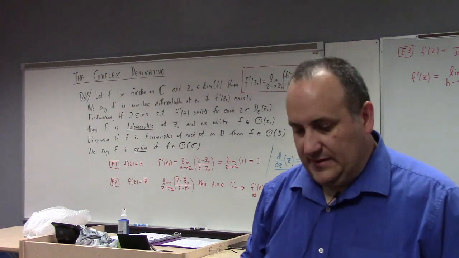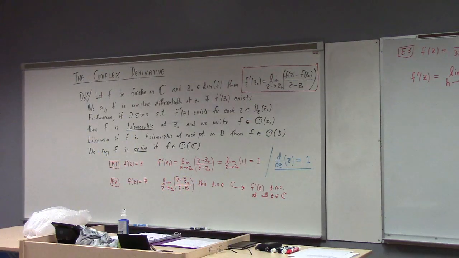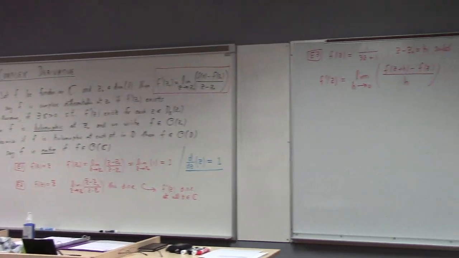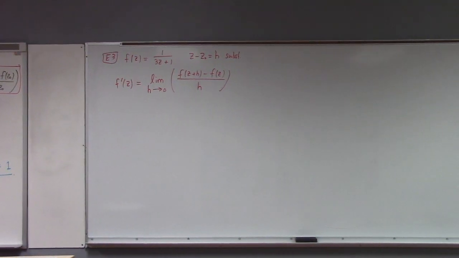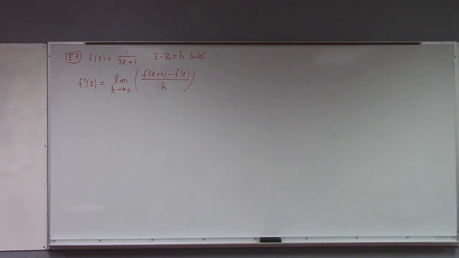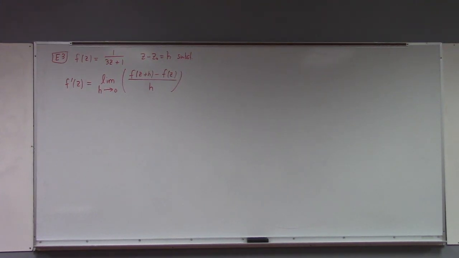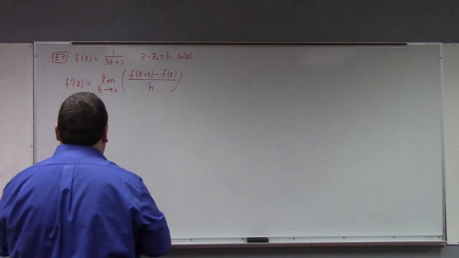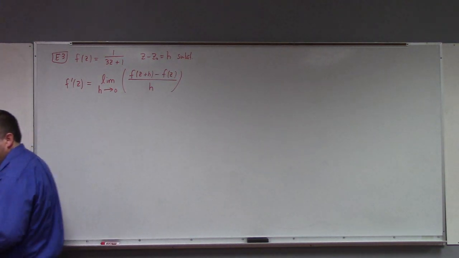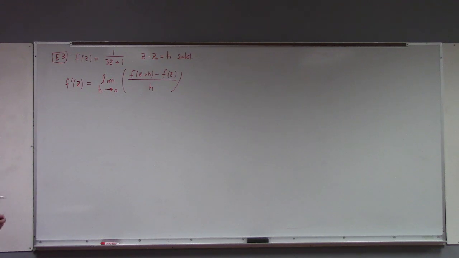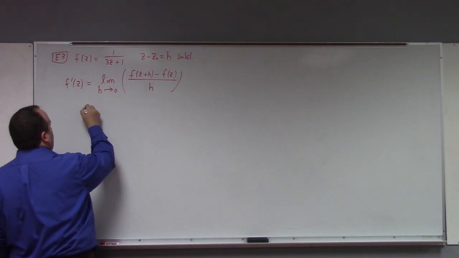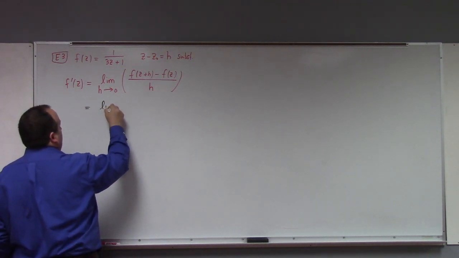Right, we can trade a limit for z goes to z naught for a limit as z minus z naught, which is equal to h, goes to 0, if we so choose, and I do at the moment, in order to add greater diversity to this lecture. All right, so anyway, yeah. So how does that go? Well, we can do the algebra, right? It's just algebra.